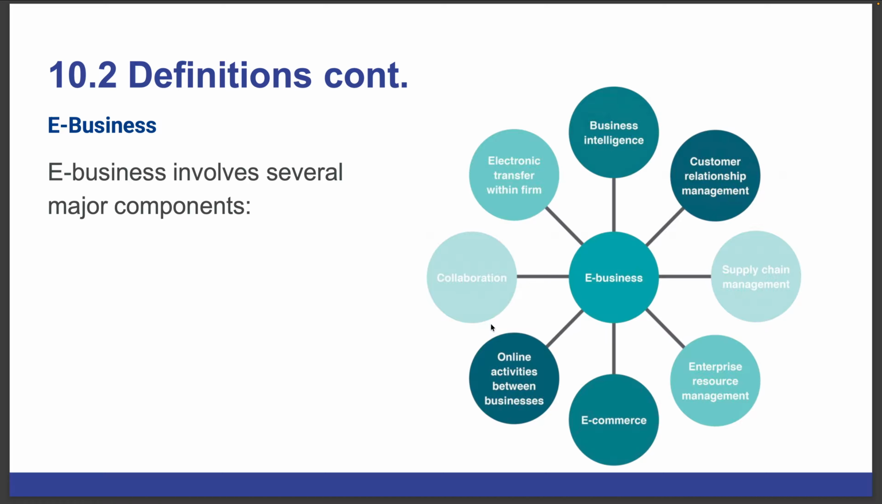And finally, the online activities between businesses, whether it is the exchange of emails, the coordination of new product creation, or the activities of the associations and the chambers and the industry consortium, trade fairs, etc. So these are the different aspects of e-business, in which e-commerce is only one aspect.